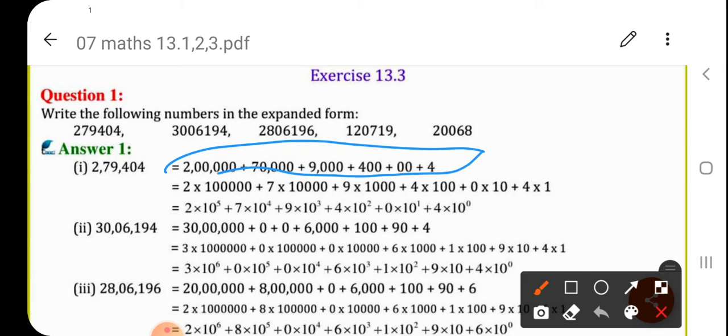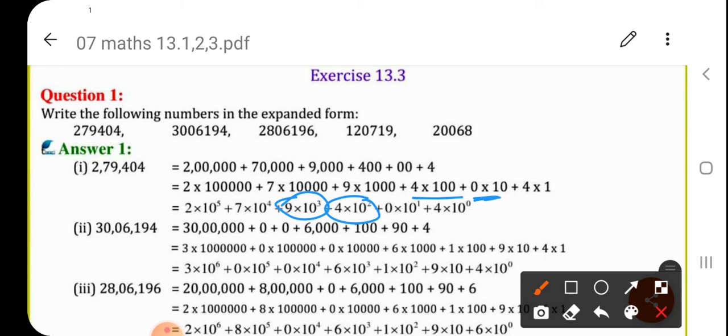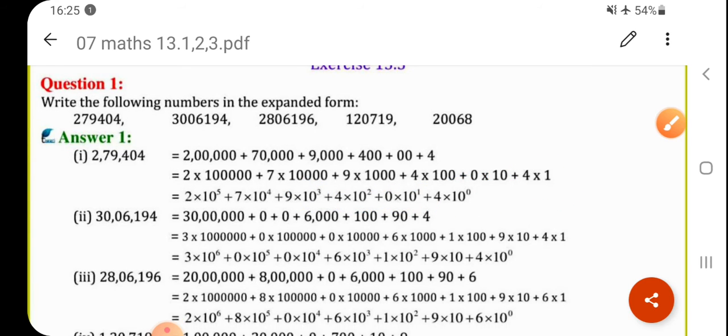Directly without writing this first step, you can write the second step. That is also correct. 2 into 1 lakh, 7 into 10,000. Now this 2 into 1 lakh you can write as 2 into 10 raised to 5 in the expanded form, because you have to write it in exponential form. And 7 into 10 raised to 4. This 9 is multiplied by 1000. So 9 into 10 raised to 3. 4 into 10 raised to 2. Then here 0 is there. 0 into 10 raised to 1. 4 into 10 raised to 0.